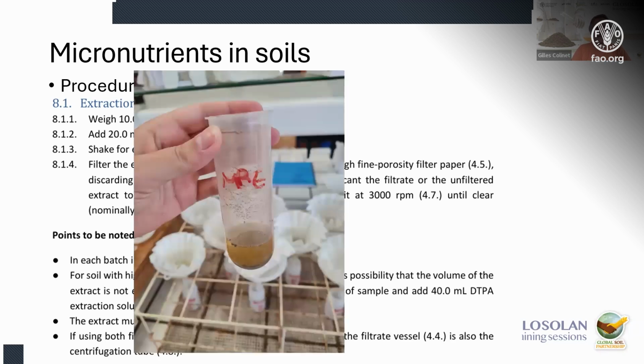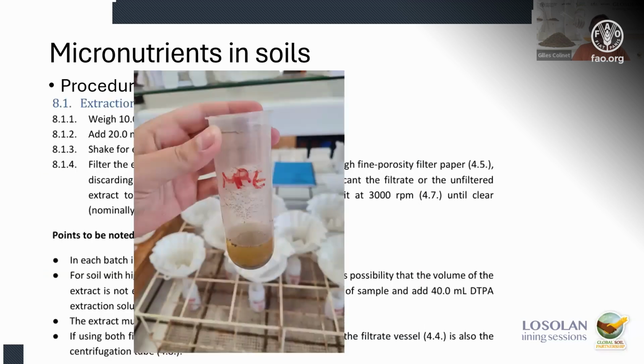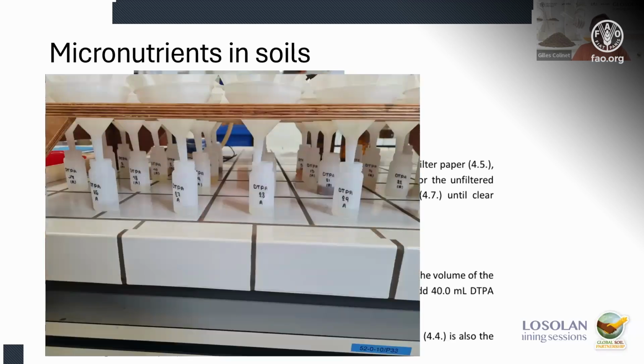So here is the soil after centrifugation. You see it's not completely clear, and then you filter, and at the end the solutions are clear. Sometimes you have some samples which are very brown, very dark. Usually the equipment which works with a flame doesn't like these kinds of solutions very much.